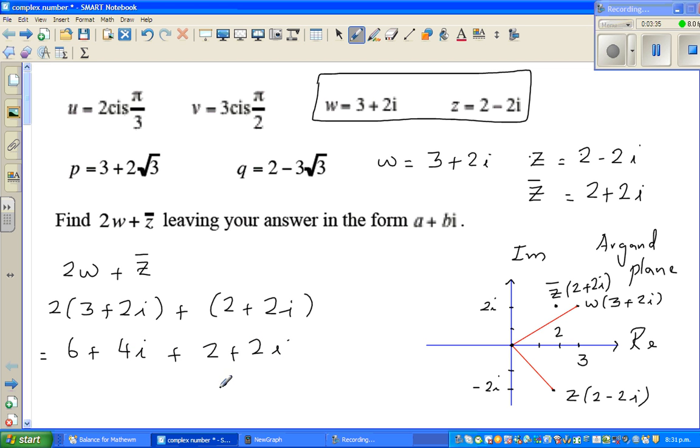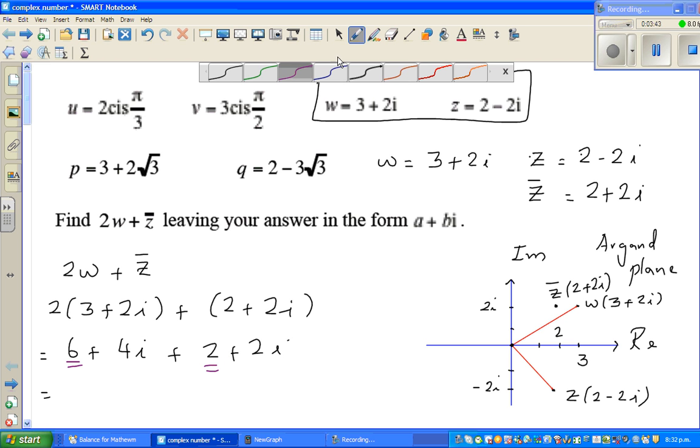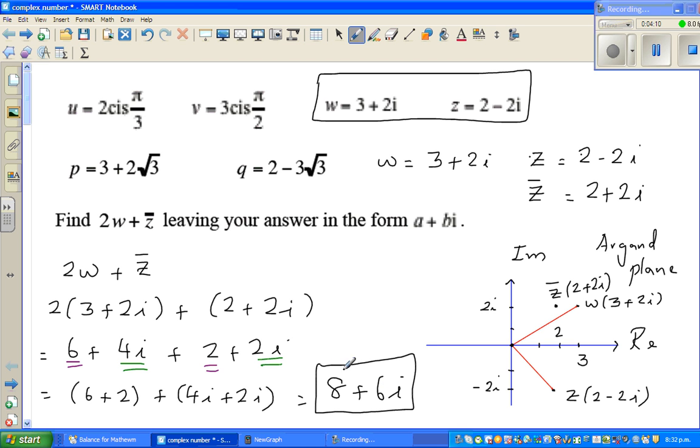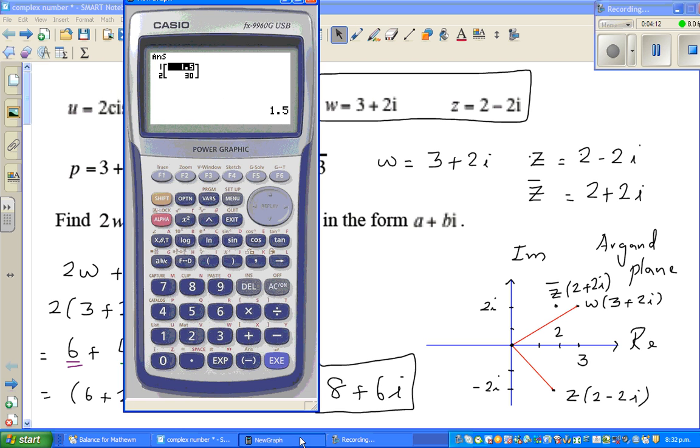After this, you can add the real part with the real part. Let me underline. This is the real part, and this is the real part, and you can add only the imaginary part with the imaginary part. So, writing it, 6 plus 2 are the real parts, plus 4i plus 2i. So the final answer is 8 plus 6i. Now, this is a very simple question. This can be an Achieved question, but you can do this on a calculator.